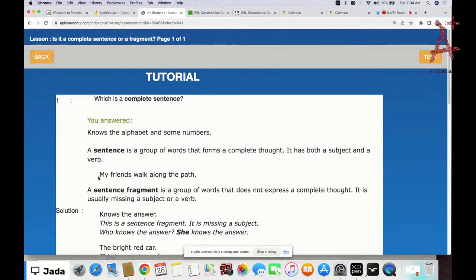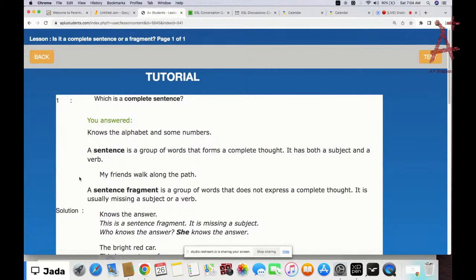Okay, so now we have an example here. My friends work along the path. So my friends here is the subject and work is the verb. So you see that this sentence is complete. That's how we're able to differentiate the sentence from the sentence fragments. Note that a complete sentence always forms a complete thought. It's not missing anything, it is complete and it is correct.